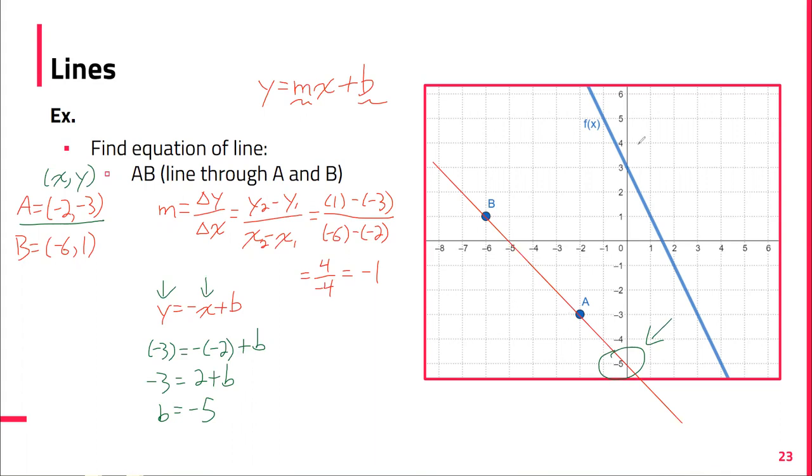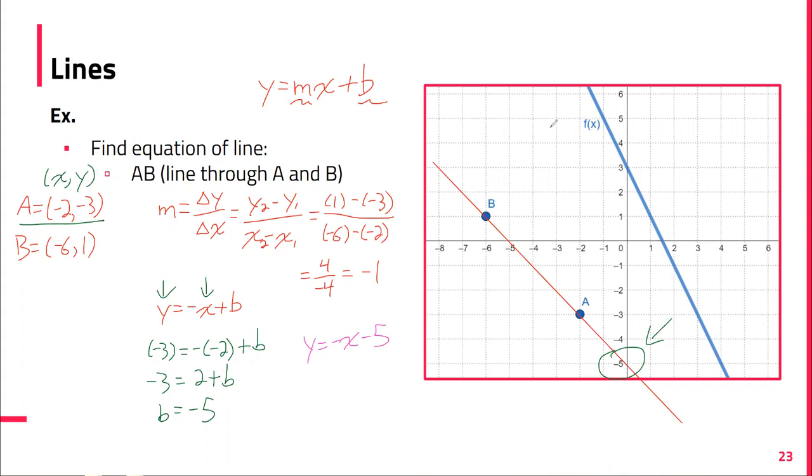Most of the time, your graphs are going to look pretty nice and clean like this, but we don't always know that it is exactly -5. It could be -5.1 or something. So being able to confirm this with the algebra is very useful. So the whole equation is y equals -x minus 5, and we found the whole thing.